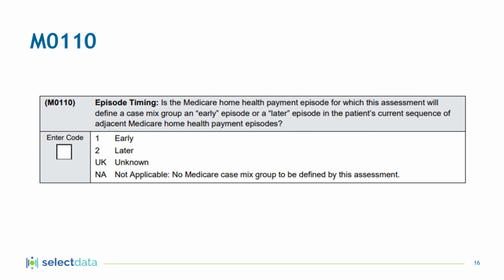Enter NA if no Medicare case mix group is to be defined for this episode. If the patient needs a case mix code for billing purposes, a response other than NA is required to generate the code. Some payment sources that are not Medicare fee-for-service payers will use this information in setting an episode payment rate.